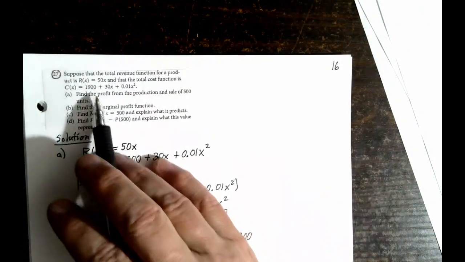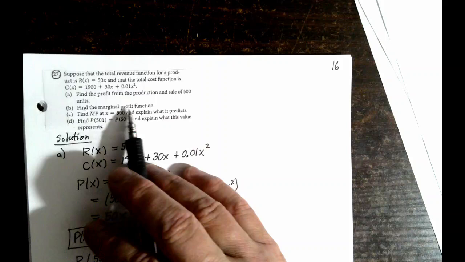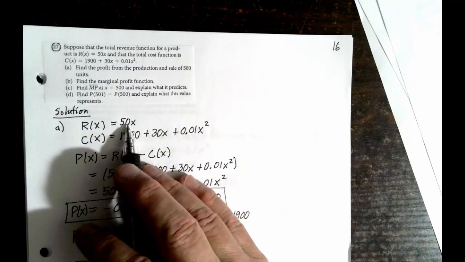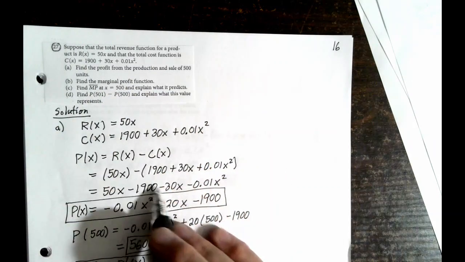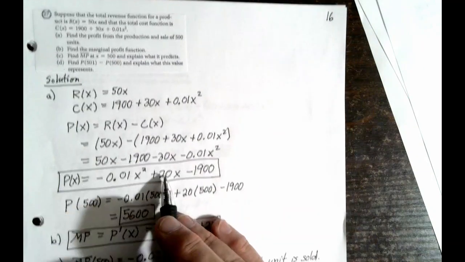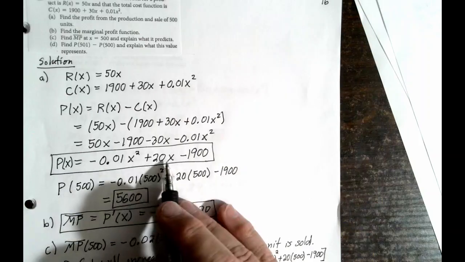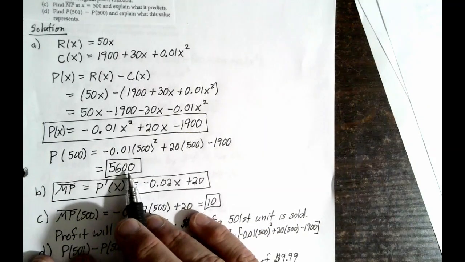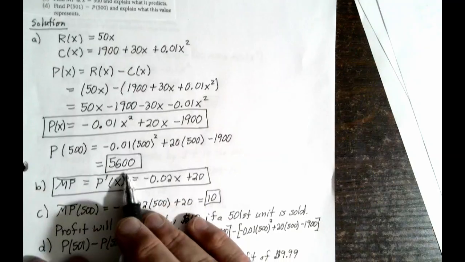27, they give you the cost function and revenue function. They ask you to find the profit and the sale of 500. So you find revenue, you got cost, and you take the difference. Make sure you distribute that negative sign there and combine like terms. And so here's your profit function. And you plug 500 in there, and that tells you the profit making 500 units.